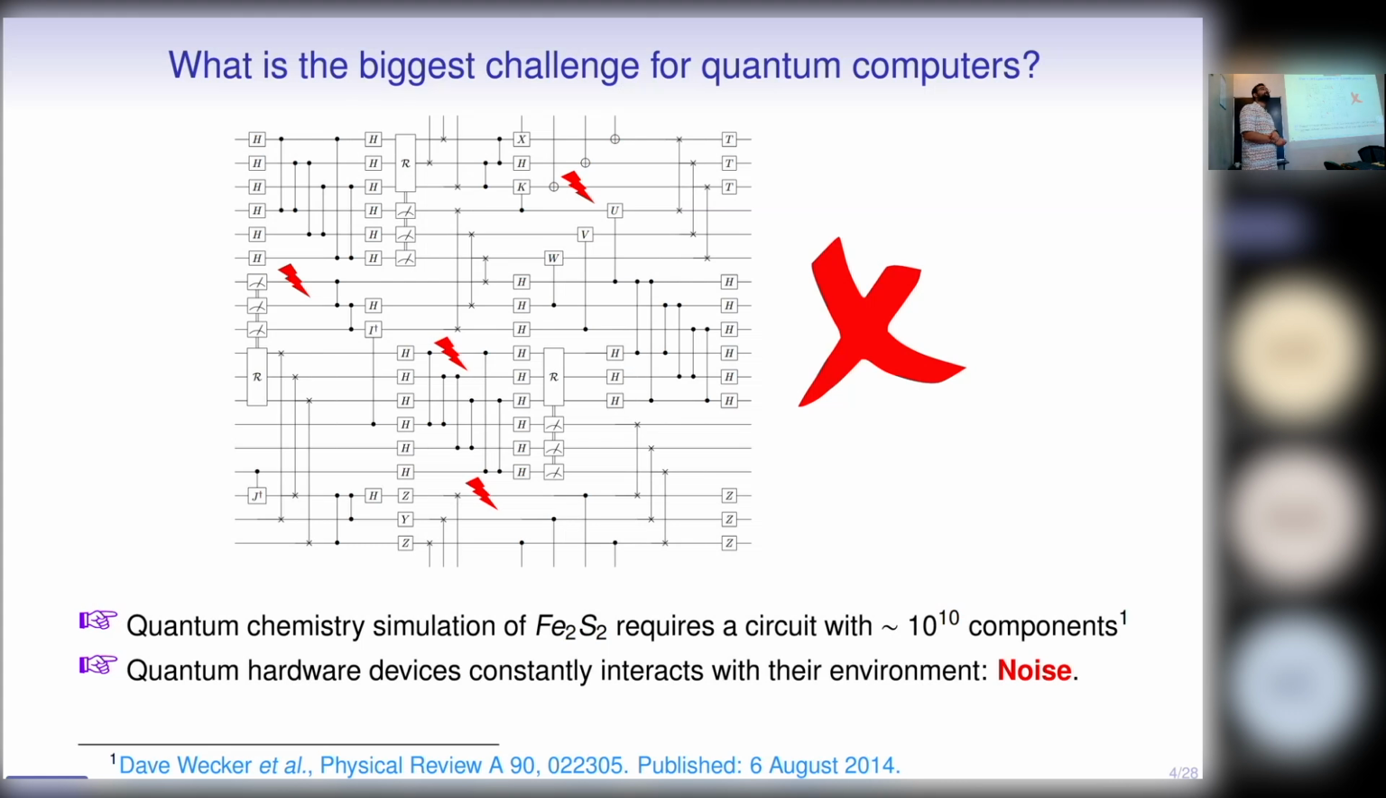So the components, do you mean locations? Yes, locations and physical logical components like gates.